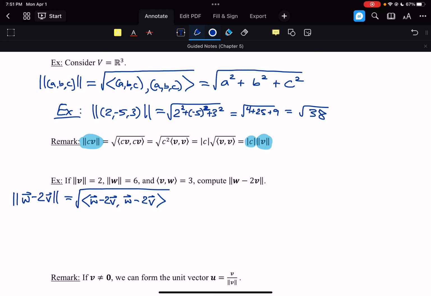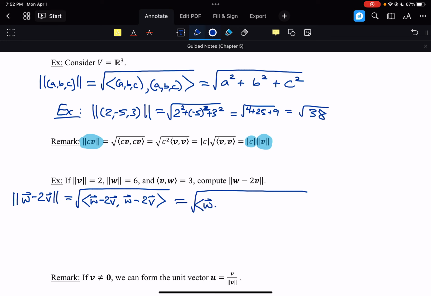Right. Now, this is where the inner product properties can help us start to simplify this down. So we know that in the first component, we can split up across addition, and we can also factor out constants. That would include the negative and the 2. So what we can do is split this up.